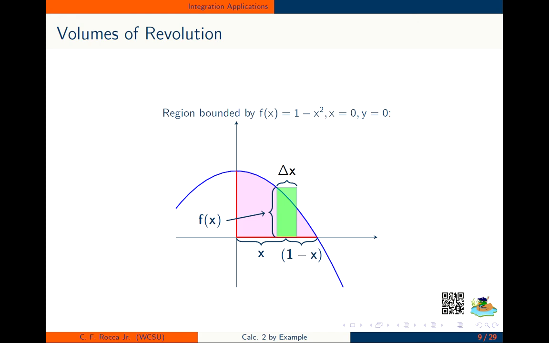So here, my two-dimensional region, my area that I'm going to revolve around some axis, is bounded above by the function f of x equals 1 minus x squared. It's bounded on the left by x equals 0 and bounded below by y equals 0. So I get this region that's flat on two sides and curved on the third side that I can revolve around different axes.